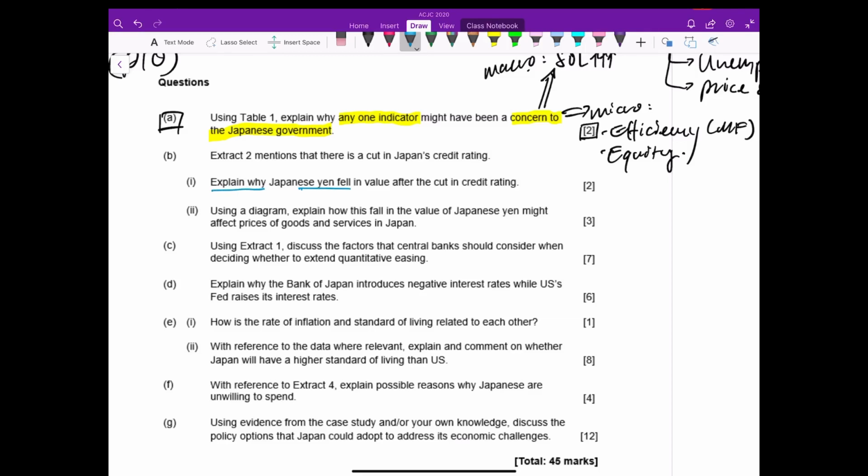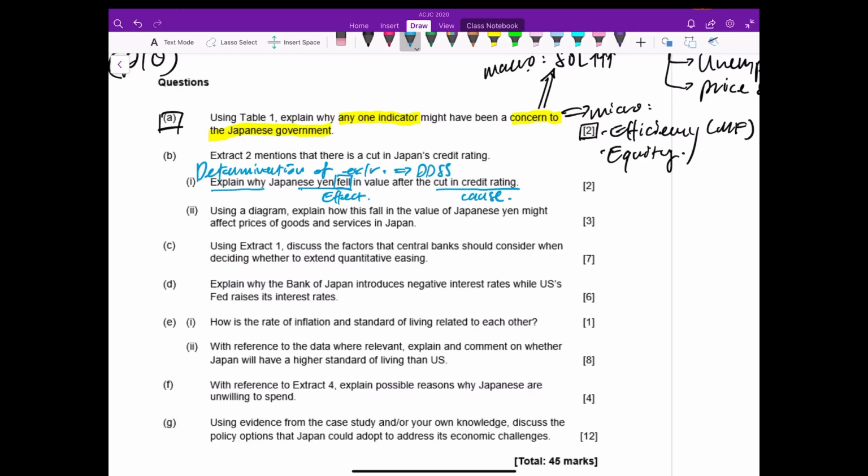So this is really a determination of exchange rates. And if you recall, how do you determine how exchange rates are set? Is through the demand-supply model. Take note, it's demand-supply, not aggregate demand, aggregate supply. Okay, so it's the DD SS that we learned in micro. It's the very same one. So this yen fell is the effect. But what was the cause? The cause is the cut in credit rating.